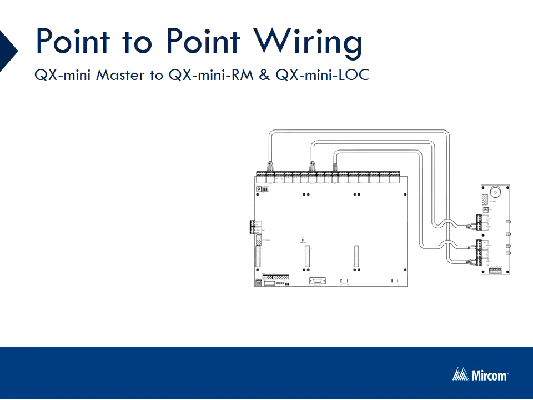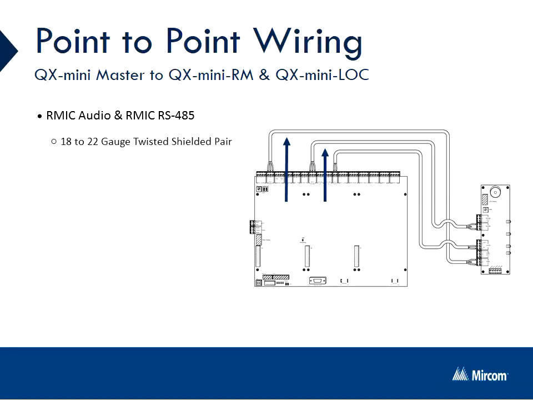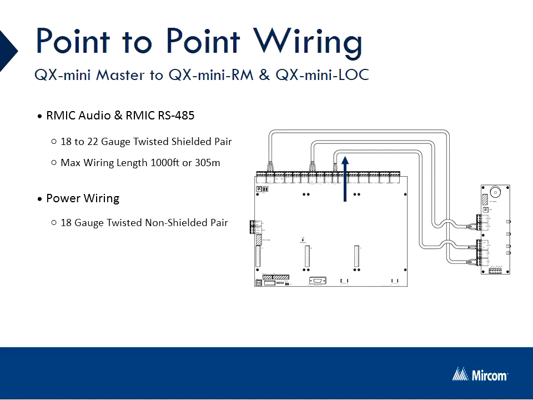As for the wiring between the master panel and each of the remote mics and LOCs, the remote mic audio and the remote mic RS485 will be an 18 to 22 gauge twisted shielded pair with a total wiring length of not more than 1,000 feet or 305 meters. For the power wiring, you will want to use an 18 gauge twisted pair, non-shielded, also with a max distance of 1,000 feet or 305 meters.